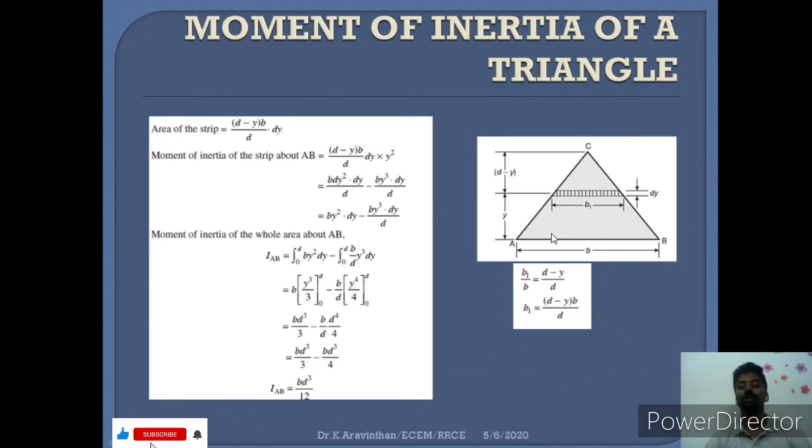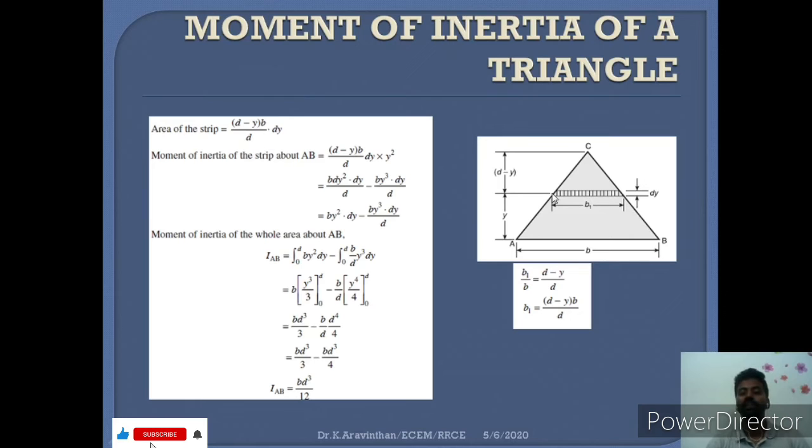First we will find the moment of inertia about the x axis. In order to find the moment of inertia, what is the formula, what is the concept for finding moment of inertia? That is area into distance square.